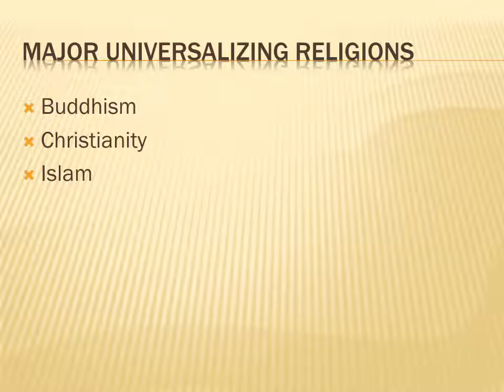So, here are the major universalizing religions that we're going to look at. We're going to look at them in chronological order, in order in which they come onto the scene as far as human history goes. So we begin with Buddhism, then we will look at Christianity and Islam.